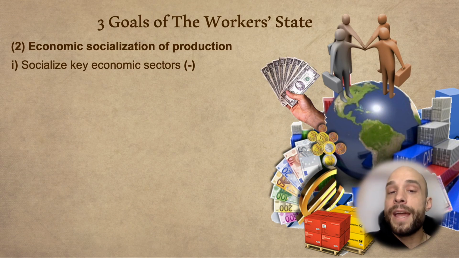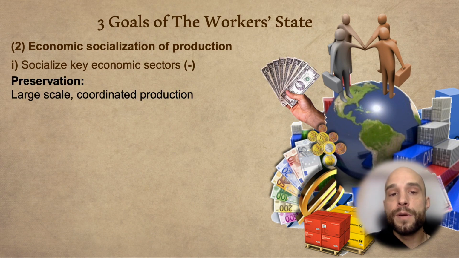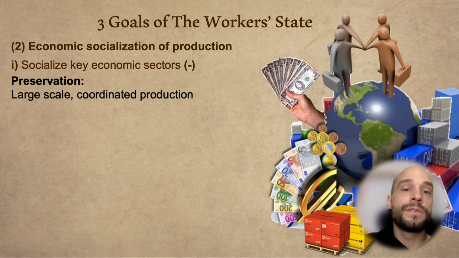First is the negative moment, socializing key economic sectors. This moment is negative because it removes something, the private ownership and command of capital. But nothing essential to production is destroyed. What is preserved is the fact that capitalism has already made production social in a technical sense. Factories coordinate thousands of workers, supply chains span continents, and infrastructure links entire regions. These are real social achievements.